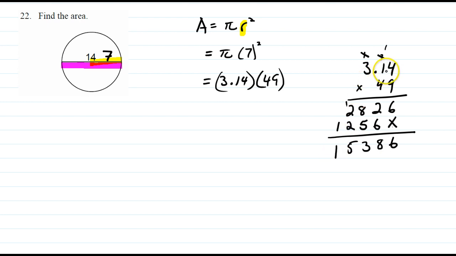So now, obviously, 3.14 times 49 isn't 15,000, because if you just think of 3 times 50, it should be about 150. So now you have to go back and move the decimal. So it goes once, twice, and then we start here, once, twice. And so our answer is 153.86. And since it's area, we'll say units squared.